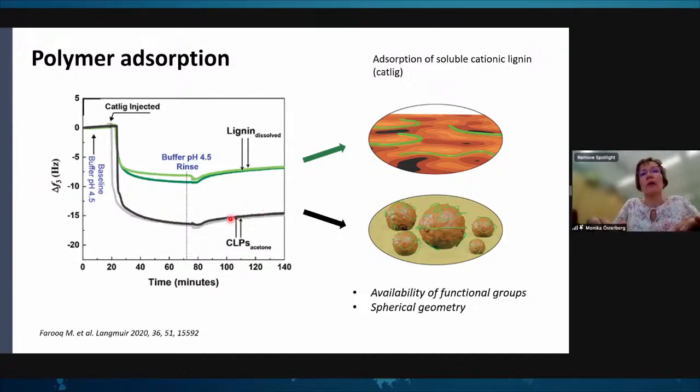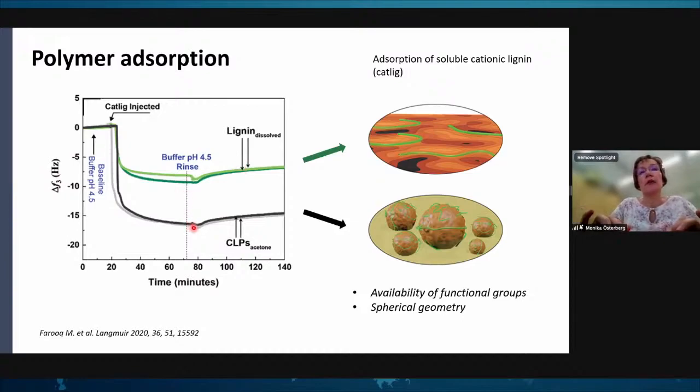surfaces, both via the pi-pi interactions, or interactions between the phenol groups, and also by electrostatic interactions between the cationic groups on the cationic lignin and the anionic hydroxyl groups, that we have maybe more accessible carboxylic groups in the CLPs compared to the dissolved lignin, but of course we have them in both.